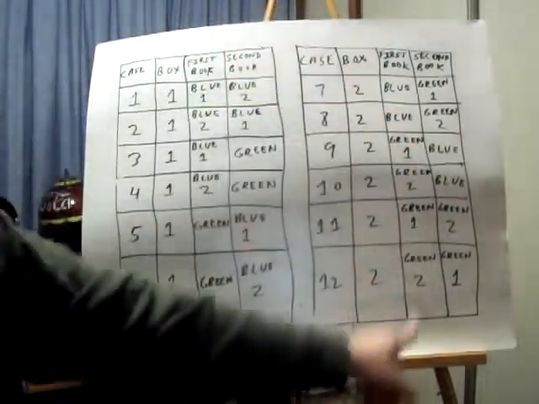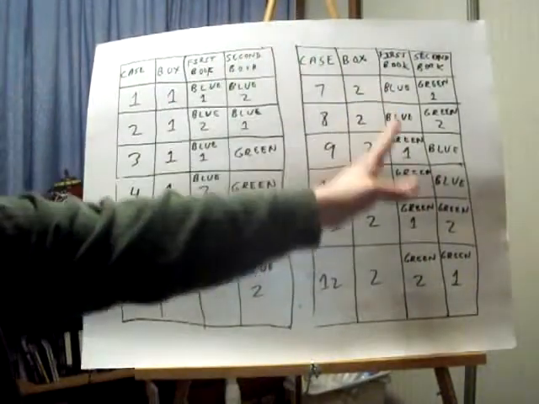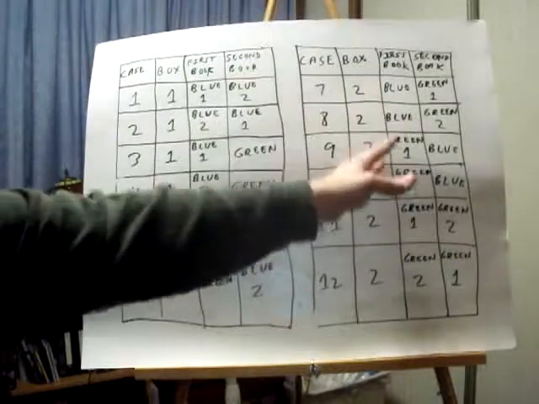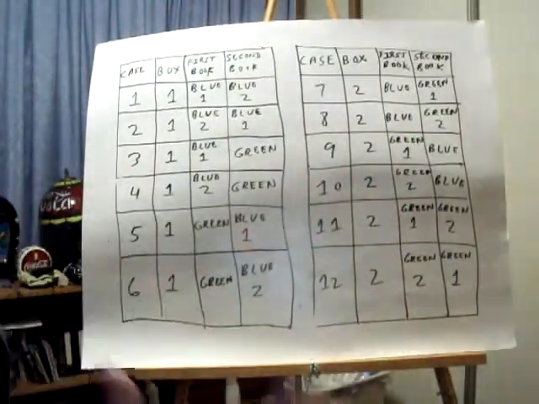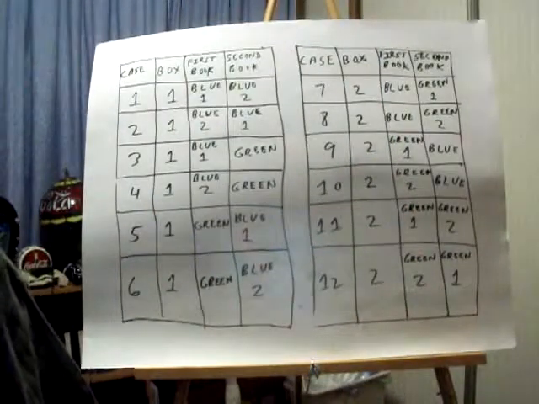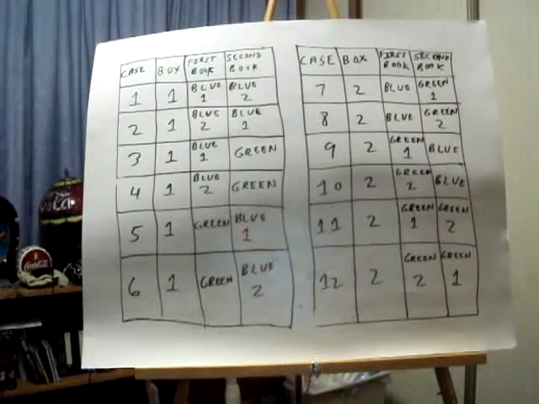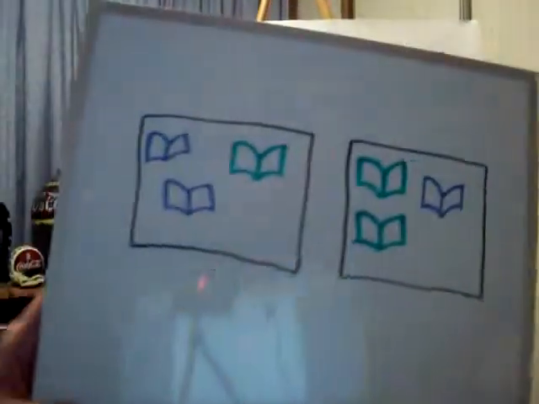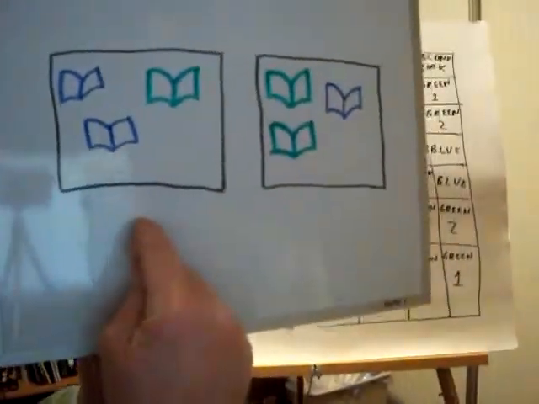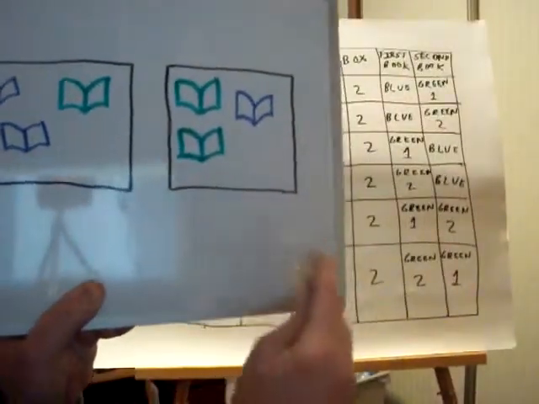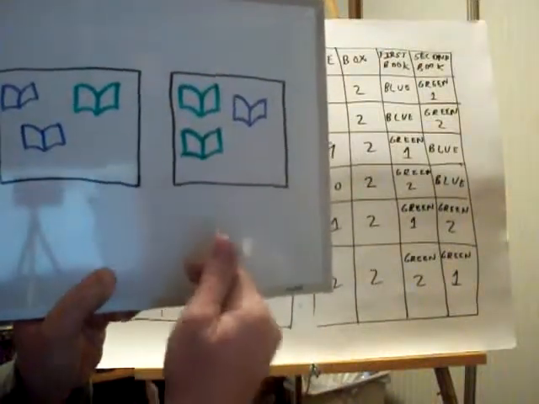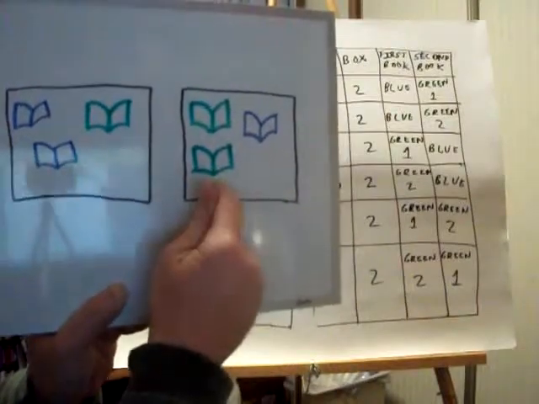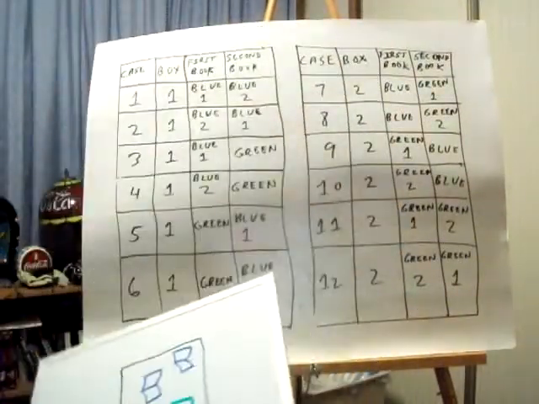Now what about 7 through 12 here? Well, this is referring to the second box. Remember, all of these refer to the first box. Now these are going to refer to the second box. If you'll remember, the second box, and it's right over here. Remember, this was box number 1, this was box number 2. And in box number 2, you have 2 green books and a blue book. This green book has a number 1 on it, this green book has a number 2 on it.